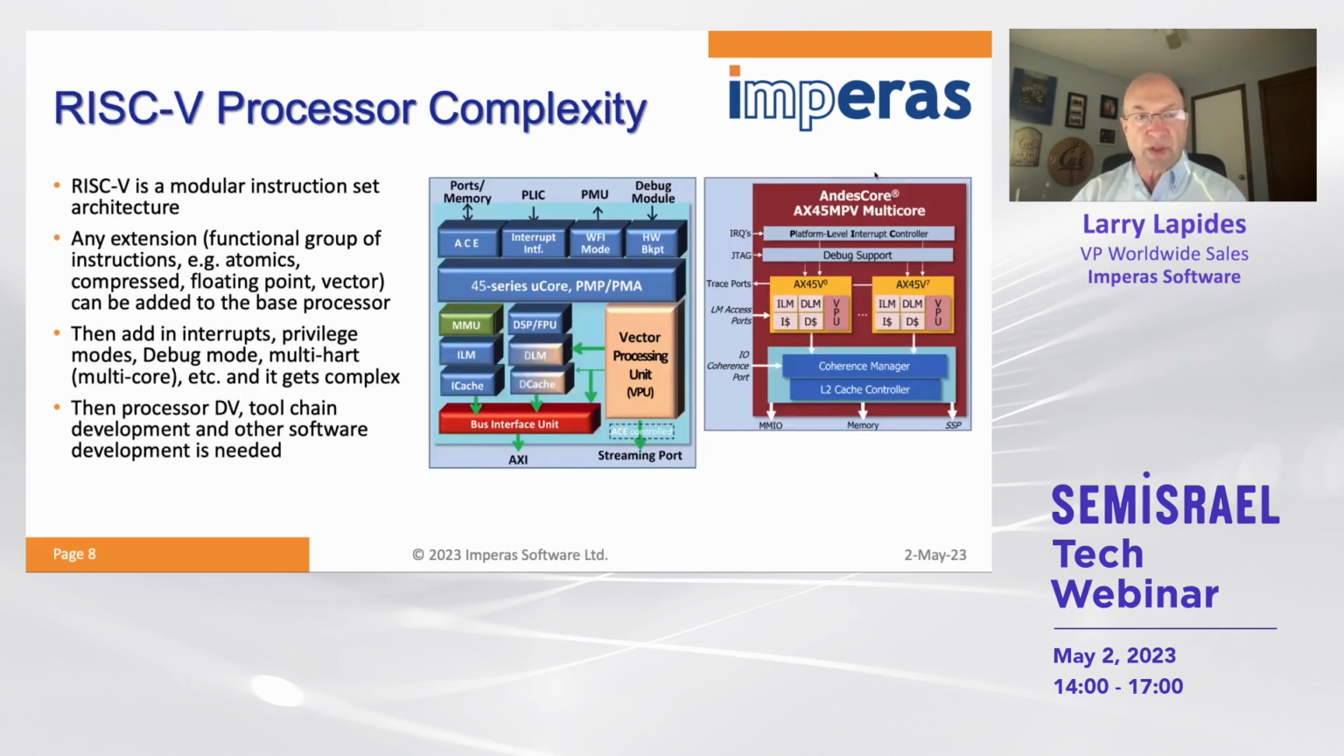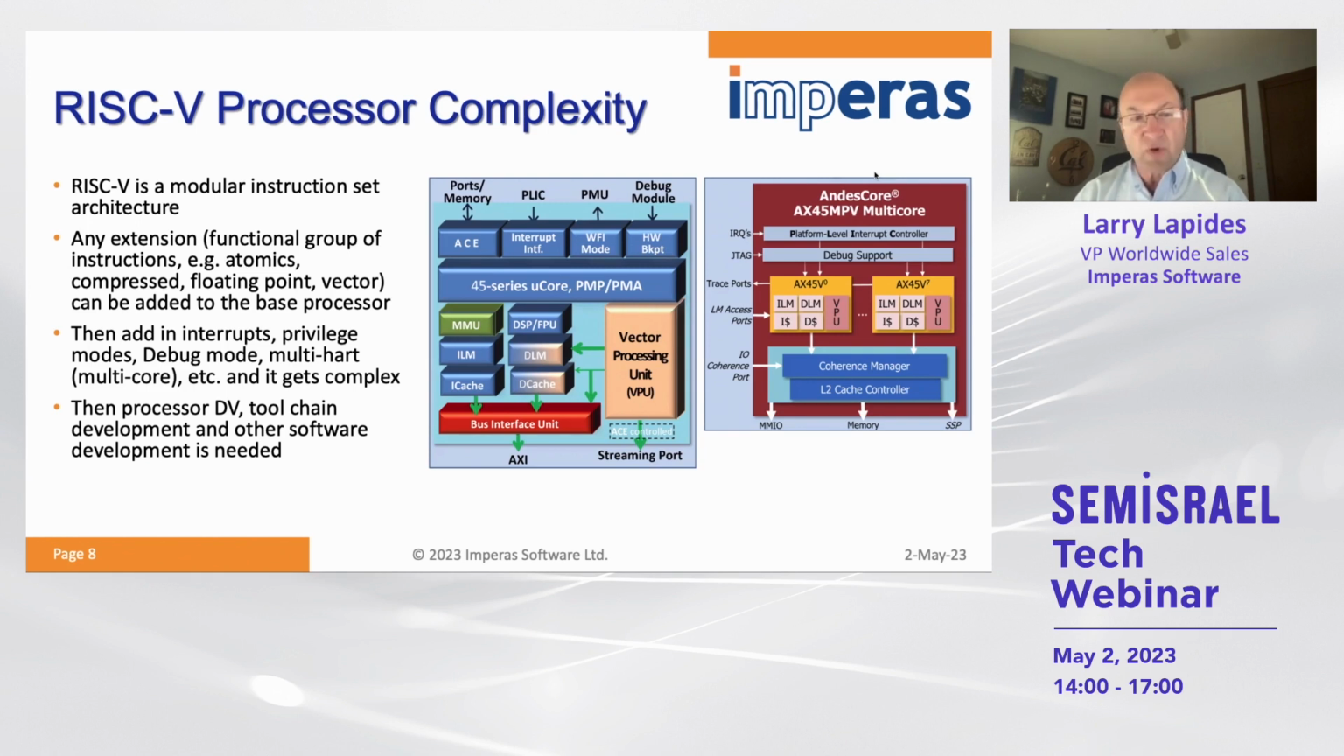But let's just start with looking at RISC-V processors and processor complexity. Here, what I'm showing is an Andes AX45 MPV. So this is a 64-bit multi-core, in the RISC-V world multi-hart, which also has vector instructions, supports privilege modes and various other things. So this is a significant application processor. It's got a fair bit of complexity here.